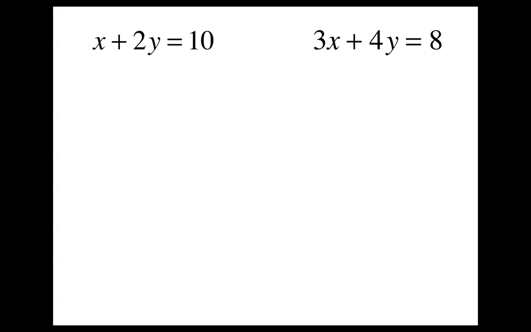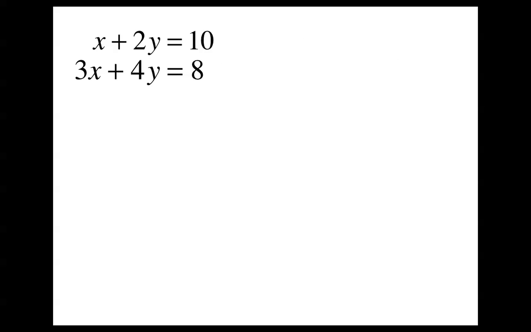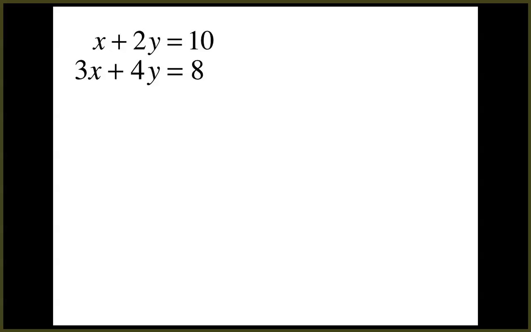If you have x plus 2y equals 10 and 3x plus 4y equals 8, what's going to happen here is if you add here, that's not going to eliminate anything. You're going to get 4x. And if you add here, that's not going to eliminate anything. You're going to get 6y. But if you subtract here, that would be like 1x minus 3x, which is negative 2x. And if you subtract here, that would be like 2y minus 4y, which would be negative 2y. That didn't eliminate anything either.